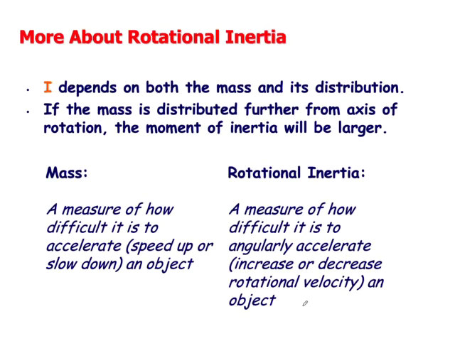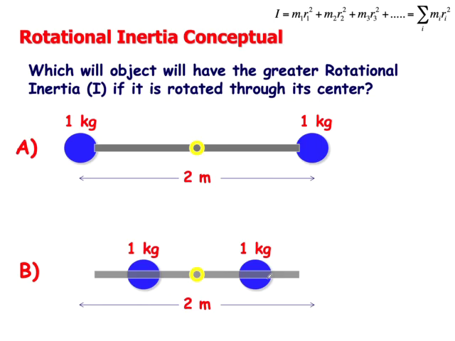So, mass is a measure of how difficult it is to accelerate an object, speed it up or slow it down. Rotational inertia is how difficult it is to angular accelerate an object, increase or decrease its rotational velocity. Real quick question, knowing the equation you have up here, which one of these two batons down below, baton A or baton B, is going to have the greater rotational inertia if you rotate it around the axis here at the center? Hopefully you recognize the one that has the greater rotational inertia is A. Why? Because the masses have a greater R, a greater distance away from the center, both about 1 meter, than they do down here, where R is much smaller.